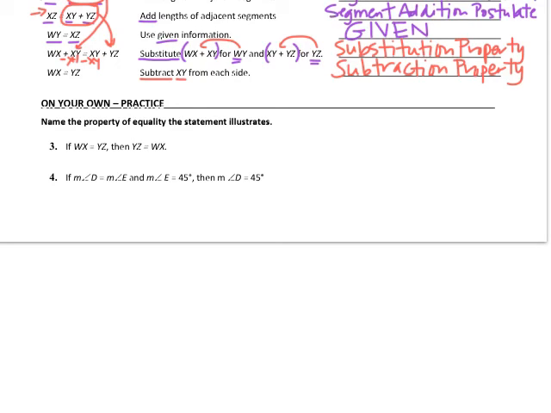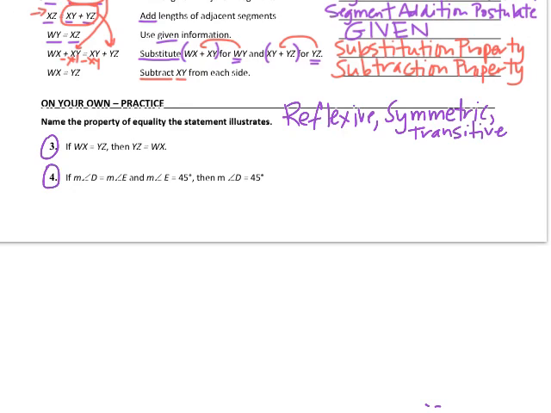The last two problems ask you to name the property of equality that the statement illustrates. I want to give you a hint that these two you can pick from reflexive, symmetric, or transitive. Okay, so don't go looking at any of those algebraic ones. It's either going to be the reflexive property, the symmetric property, or the transitive property. Okay, so do numbers 3 and 4, please, picking from the ones that I just mentioned. If you have any questions, I'll be glad to answer those in class.